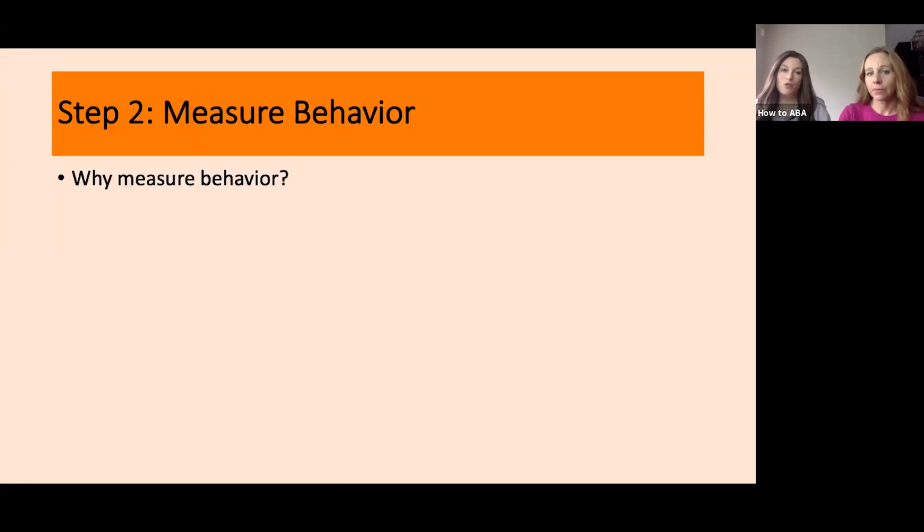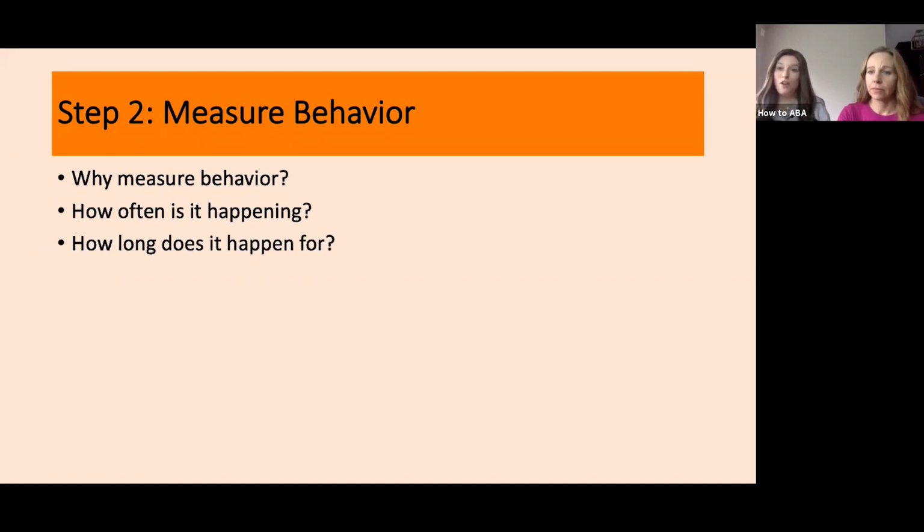So the first step in measuring it would be something like getting some ABC data. We really want to know, how often is this happening? You know what, sometimes your FBA stops here, because once they start collecting data and measuring it, they're like, you know what, it's really not a problem. It's happening like twice a week, and it's really not a big deal. It felt like it was happening a lot more often.